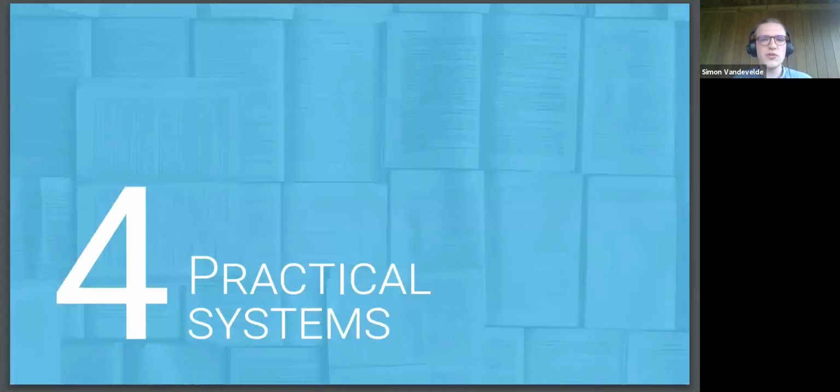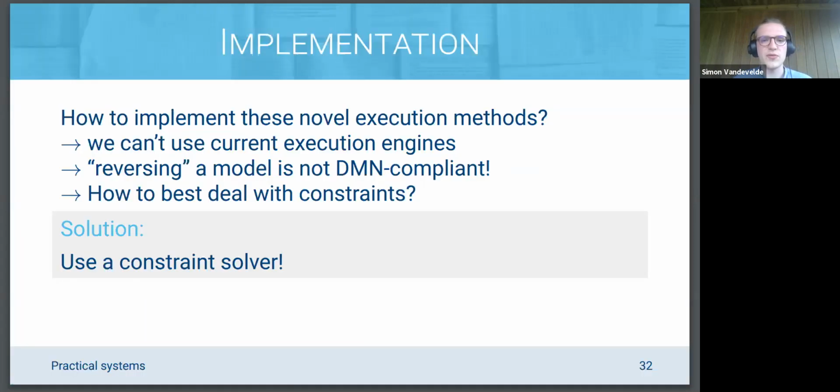Right, so I've been talking 20 minutes about a lot of theory. Let's now delve a bit deeper into practice, which is of course a lot more fun. Because how do we actually implement those novel execution methods? Any programmer here knows that it's trivial to use a DMN model in one way, but how do you actually use it in a different way?